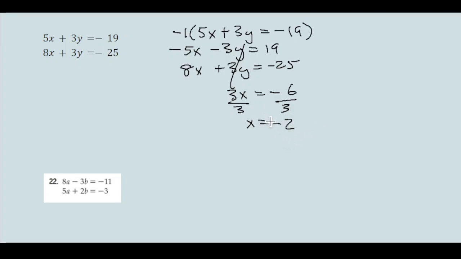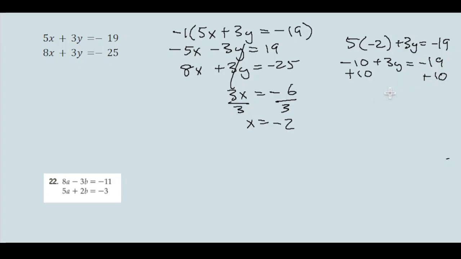Continuing to solve for x, we get x is equal to negative 2. Now let's plug negative 2 into this equation right here. It doesn't matter which one. Let's just use the top one. We've got 5 times negative 2 plus 3y is equal to negative 19. That gives you negative 10 plus 3y is equal to negative 19. Let's add 10 to both sides. That gives me 3y is equal to negative 9. Then we divide by 3 and get y is equal to negative 3.